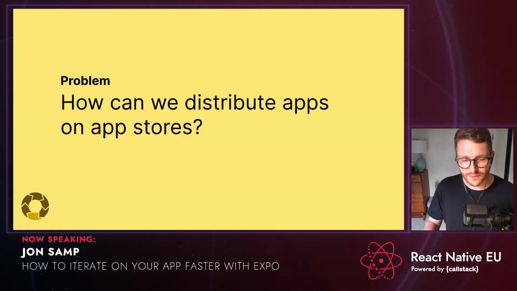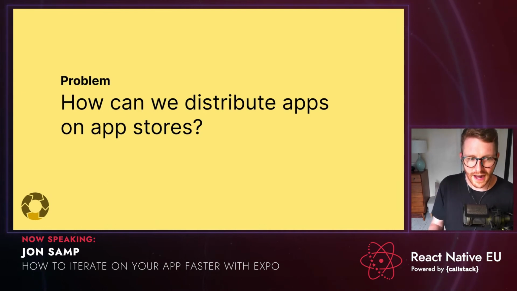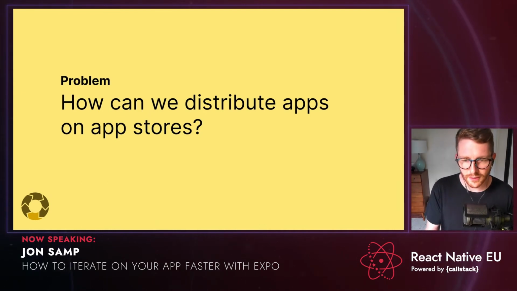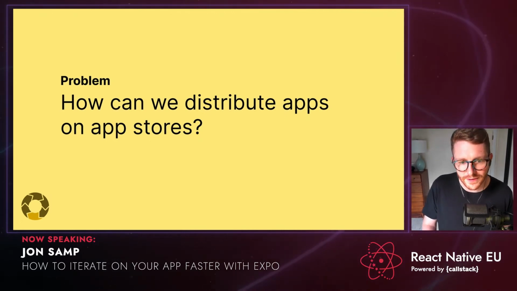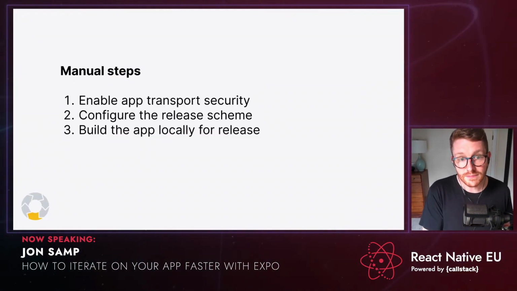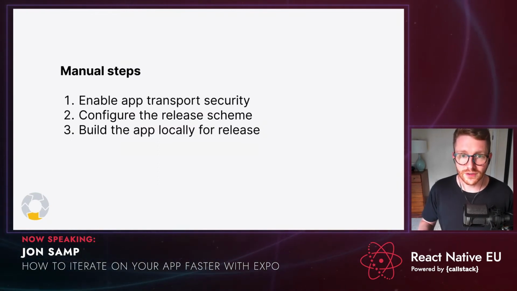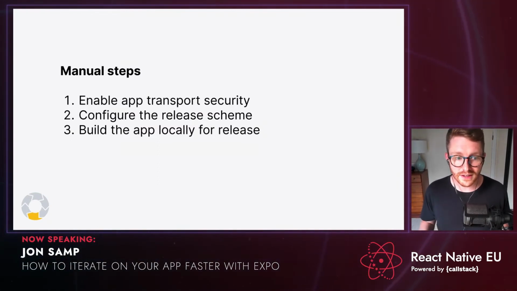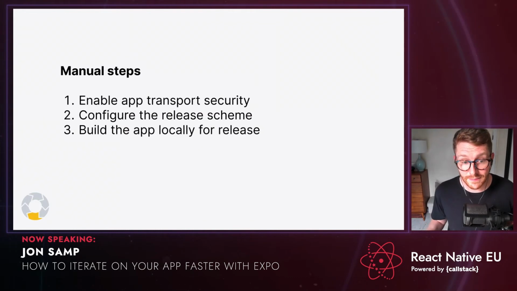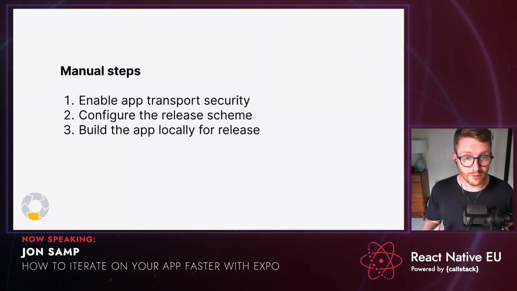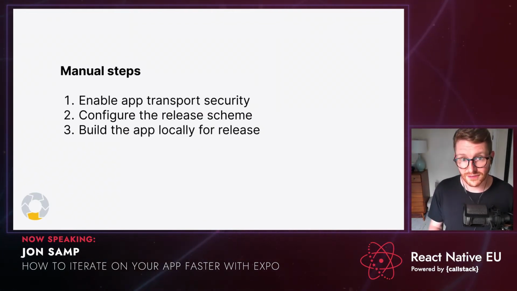So the problem that we want to solve is, how can we distribute our apps easily to the app stores? It's all built now. We've reviewed it. It's ready to go. What steps do we have to take? Hopefully not that many. If we were to do this manually, at least for iOS, we'd want to enable the app transport security. We'd have to configure the release scheme, and then we'd have to build the app locally for release. And that is a lot of steps and a lot of configuration you have to deal with.